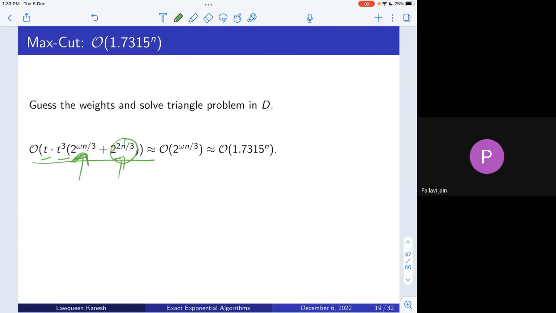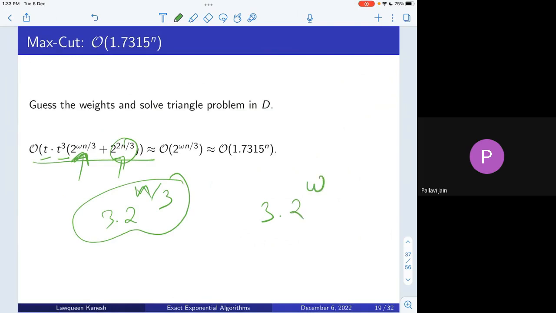Because the number of vertices is 3 into 2 power n by 3, right? And in this set of vertices, if I want to find a triangle, then it is just multiplied by this omega factor here, right?